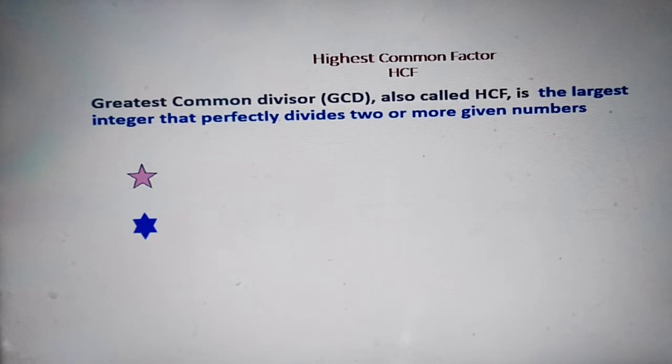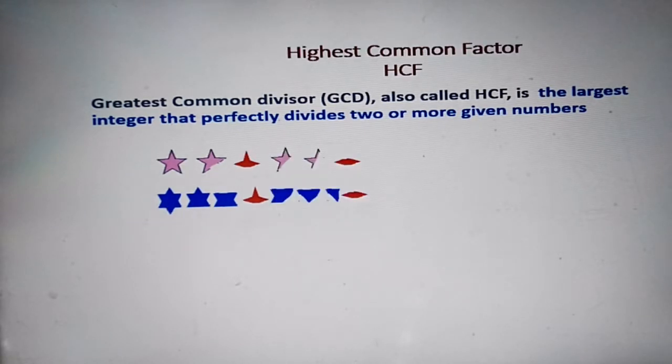We will assume the same example we had for the LCM, least common multiple. Here are two stars. Now when we find their factors, we divide them, and the stage comes when both shapes have a common shape, that is the divisor.